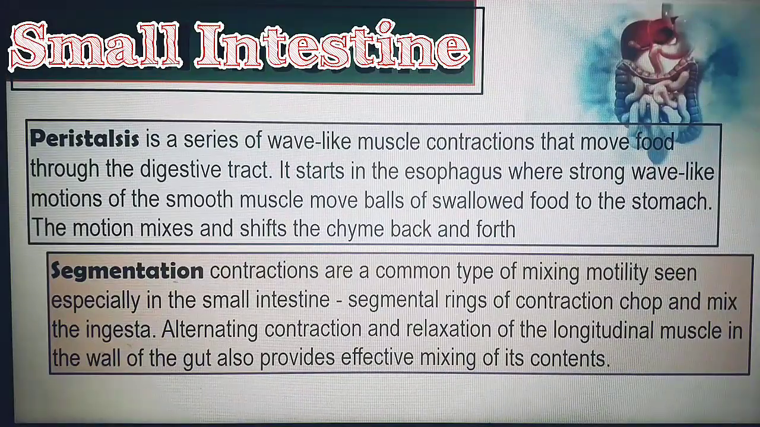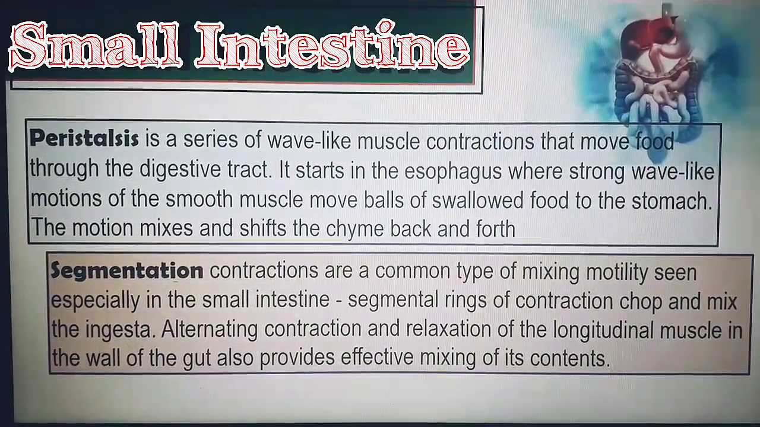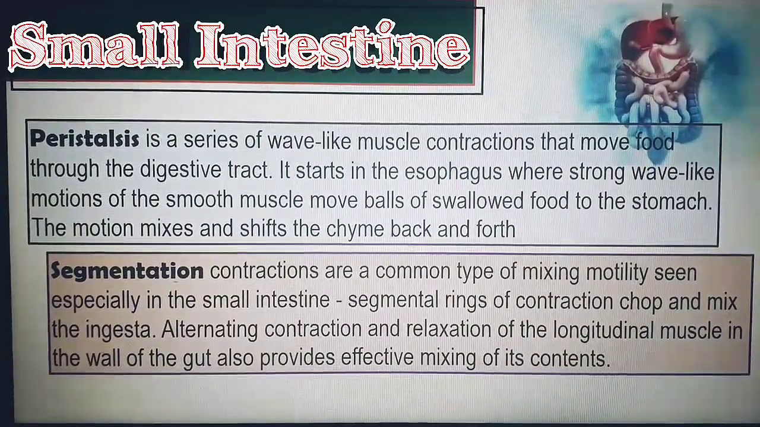Peristalsis. Peristalsis is a series of wave-like muscle contractions, so this is how your stomach contents move. It is a wave-like muscle contraction that moves food through the digestive tract. It starts in the esophagus, where strong wave-like motions of the smooth muscle move balls of swallowed food to the stomach. The motion mixes and shifts the chyme back and forth.